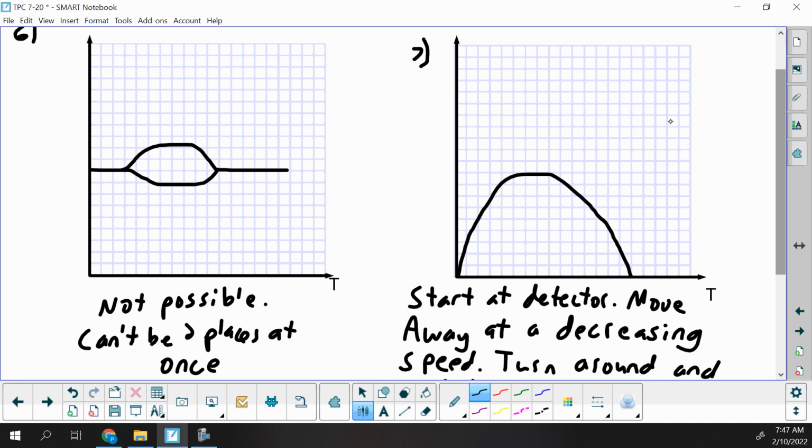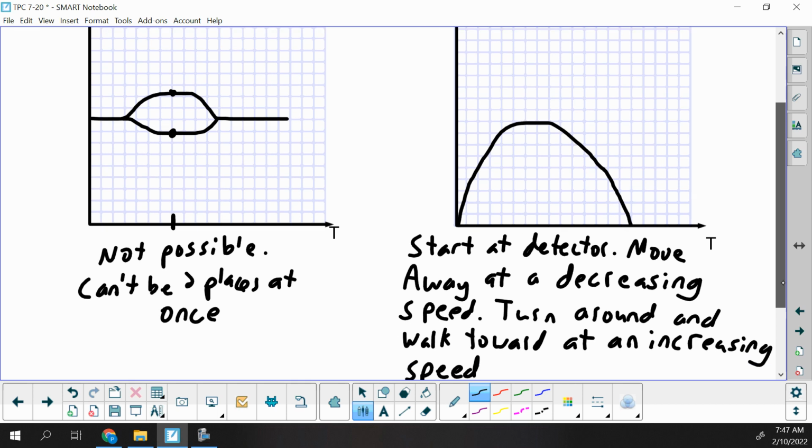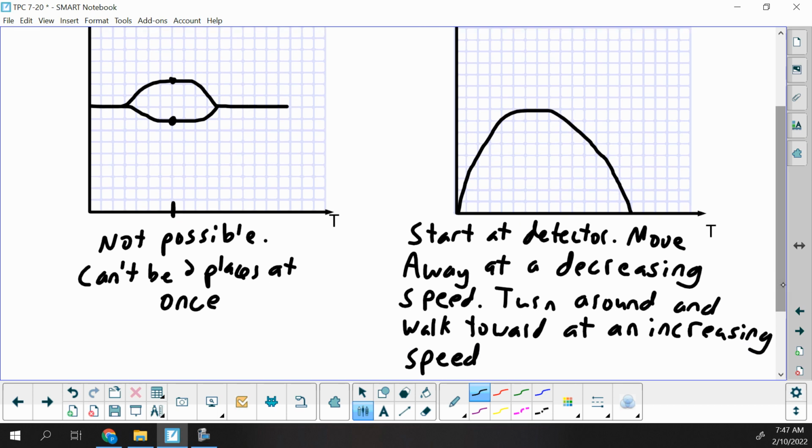So the first one is not possible because you can't be in two places at one time. So like at this time here, this is saying we're at both of those locations at that time, which is not possible. And in the last one, we're starting at the detector, move away at a decreasing speed because our slope is getting smaller. Then we turn around and we walk back toward, and as we're walking toward, our slope is increasing, so that is at an increasing speed.